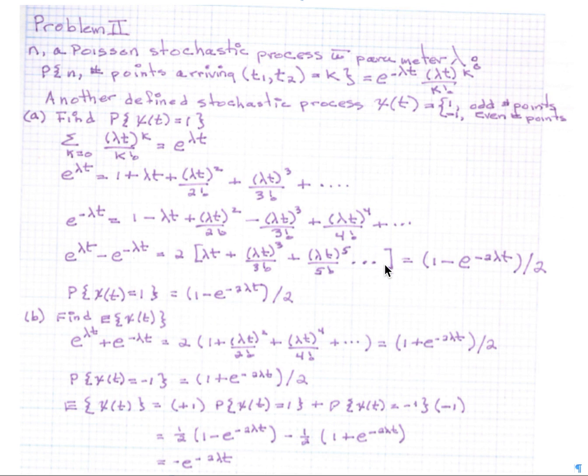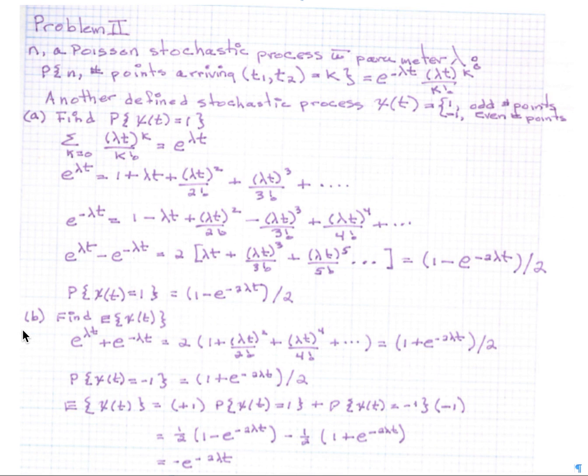And subsequently, that summarizes to the quantity 1 minus e to the minus 2 lambda t, divided by 2. Consequently, the probability of X of t equal to 1 does indeed equal the quantity 1 minus e to the minus 2 lambda t, divided by 2.